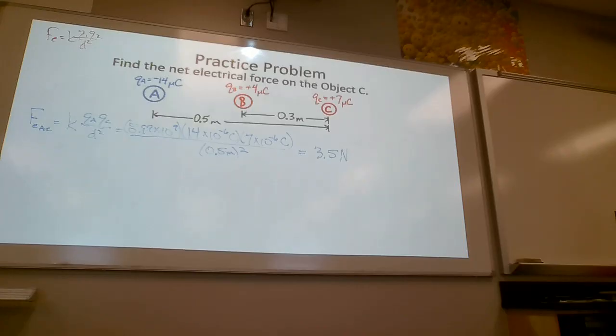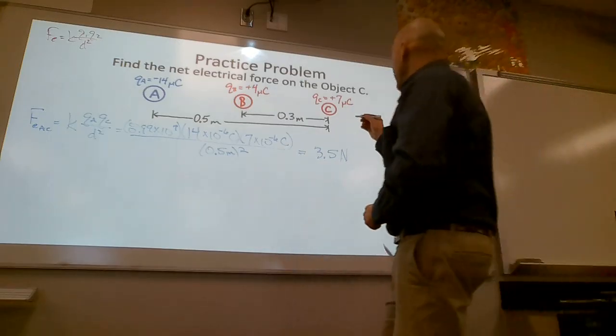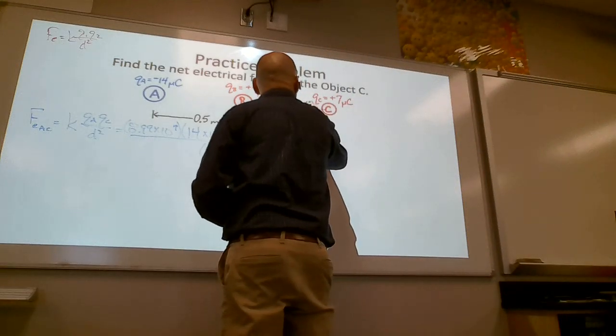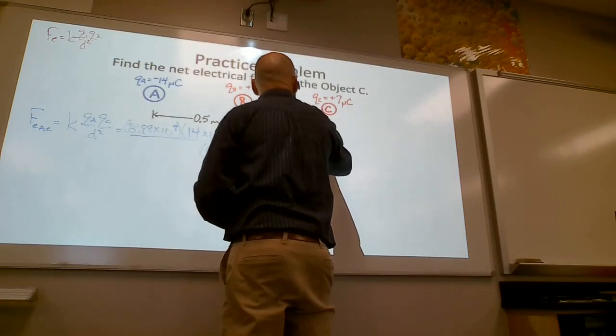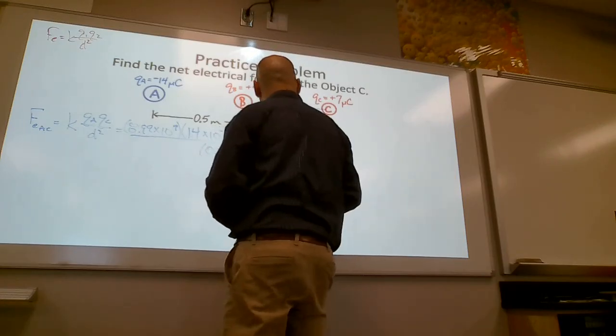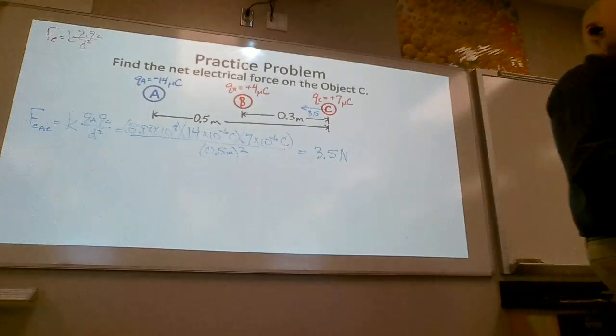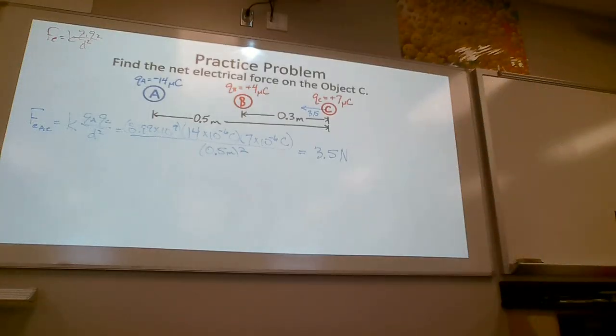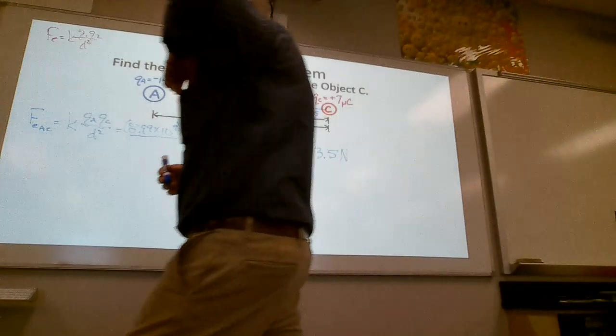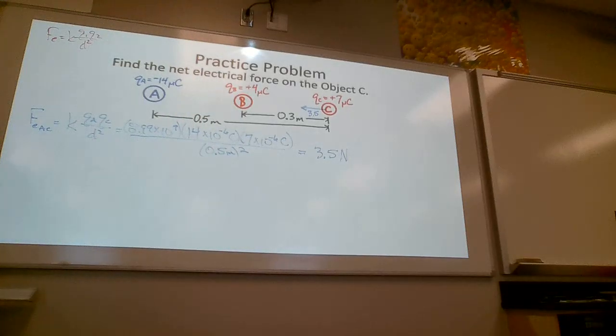What's going on between A and C? Attraction. Which way is C being attracted? C is going to be attracted to the left. Good? Okay. We're going to do the same thing for B and C.